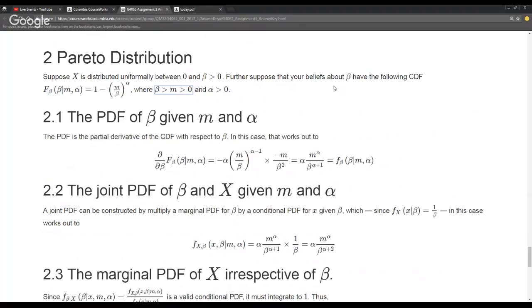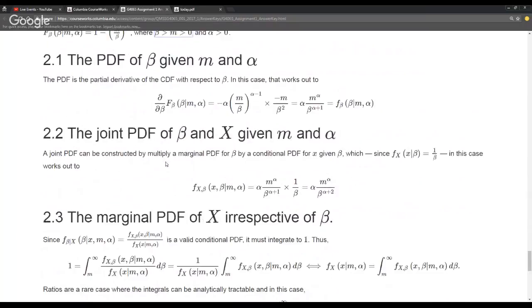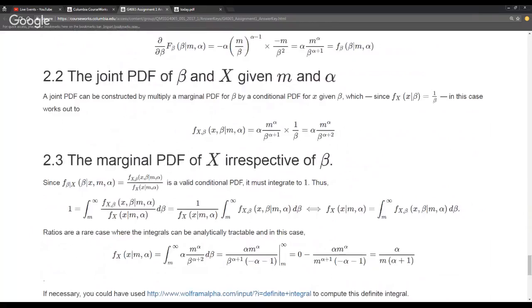That is just the first derivative of the CDF with respect to beta. And that works out, if you simplify it, to alpha times m to the alpha divided by beta raised to the power alpha plus 1. So the PDF, little f, is the first derivative of the CDF, big F. Hopefully I've said that enough times that you can get through the first one.